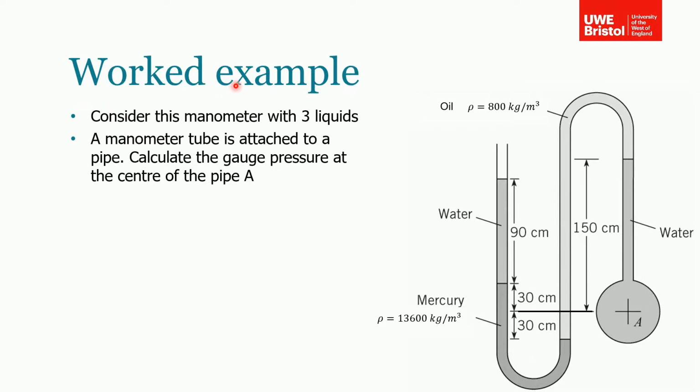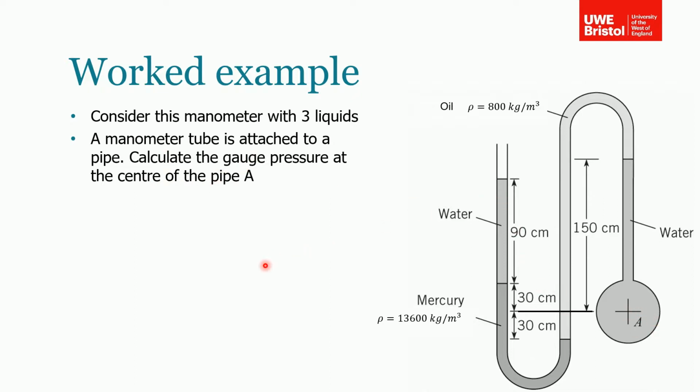In this worked example, we've got a more complex problem. So we've got a manometer with three liquids. So we have water here, then we have mercury, and then we have oil on top of this mercury, and finally we get to water and to our pipe over here. And what the question is asking us to do is to find the gauge pressure at A.